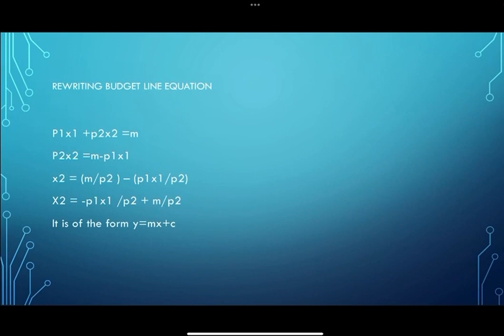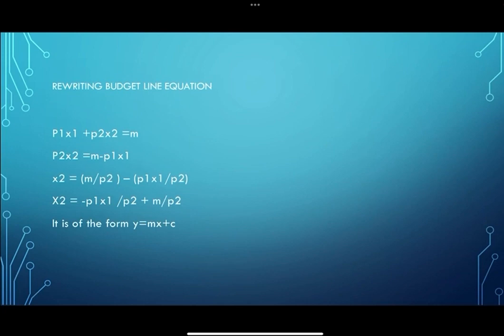Then you will get the equation x2 is equal to minus p1 x1 by p2 plus m by p2. So it is of the form y equals mx plus c. You know what is meant by mx plus c. This is the equation of a line. Here, minus p1 x1 by p2 is in the form of mx, and m by p2 is in the form of c.